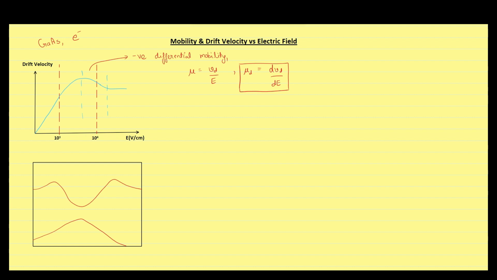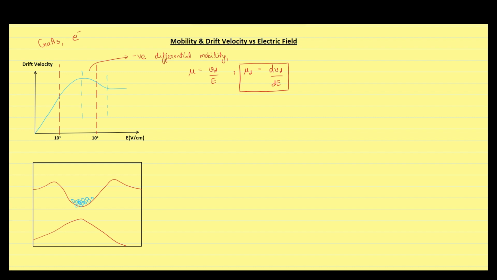This region in the graph of drift velocity versus electric field, in which we get negative differential mobility, occurs because of the presence of different valleys in the E-K diagram of the semiconductor. For example, initially all electrons are present in the lowest valley of the conduction band, and when the intensity of the electric field is also low, then the mobility of electrons increases linearly with electric field. And you also know that the effective mass of charge carriers is dependent upon the energy band level.